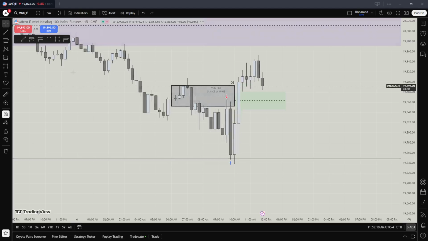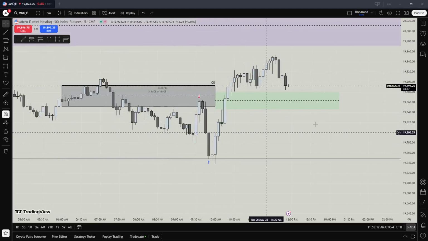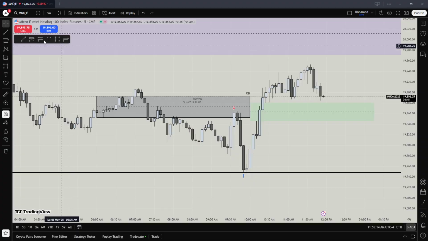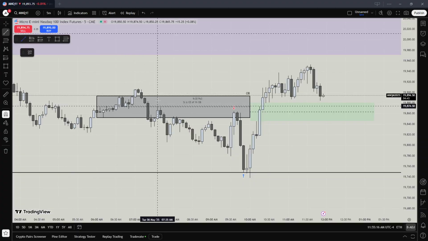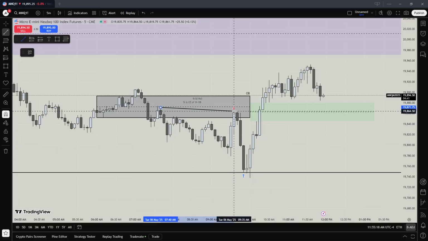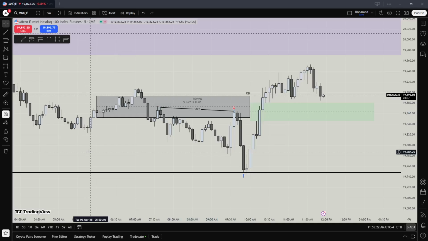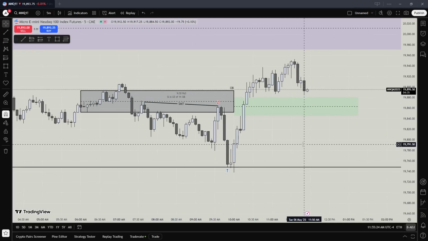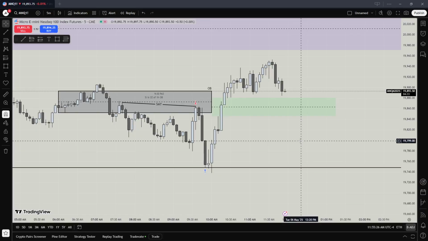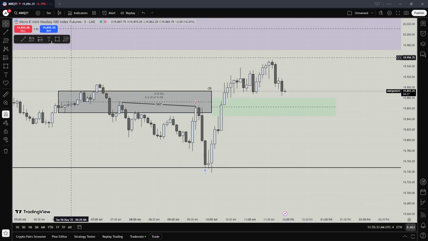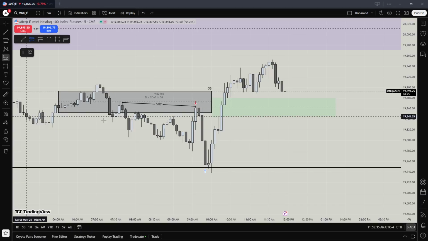So for my entry, what am I looking for? My entry, I'm looking for some type of SMT, okay? I got in a little bit early, so this was the SMT right here. I could have waited for a 5-minute IFVG, but I just had such a good feeling that this was going to hit. I mean, my draw on liquidity, I was so certain about it that I was ready to just hop into the trade immediately. So I got in a little bit early. I'm not going to sit here and lie.